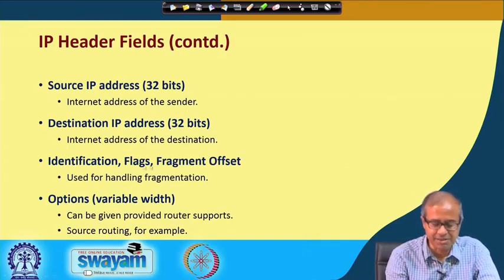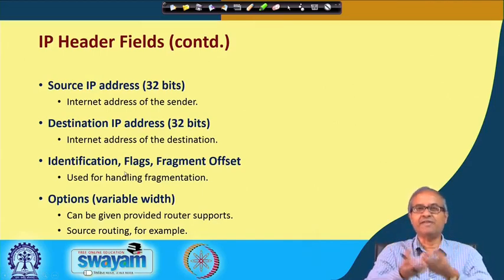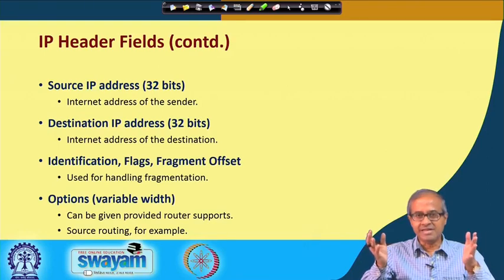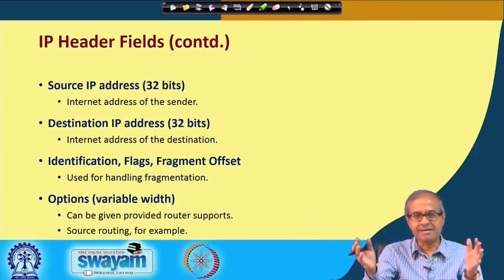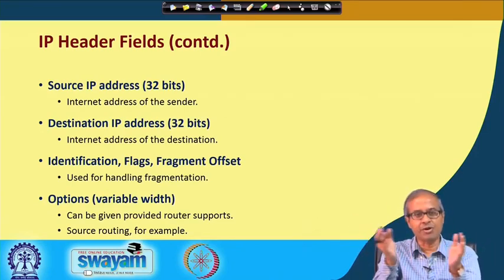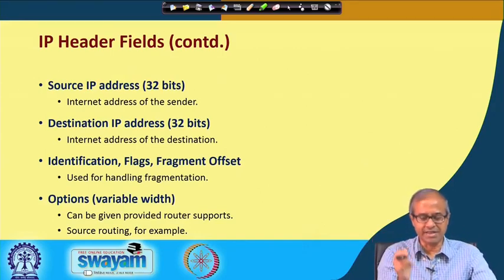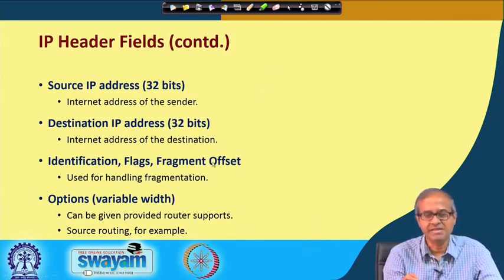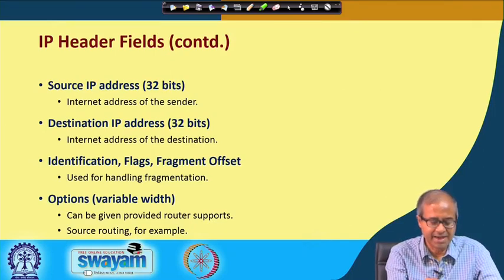Then you have some other fields which we shall be discussing later, like identification, flags, fragment offset. These fields are used for fragmentation. Whenever the IP layer requires to break a packet into smaller packets, it may again have to combine those smaller packets together into a single packet. These are called fragments, fragmentation and reassembly. To support that, these 3 fields are required. We shall talk about this later when we discuss fragmentation and reassembly.